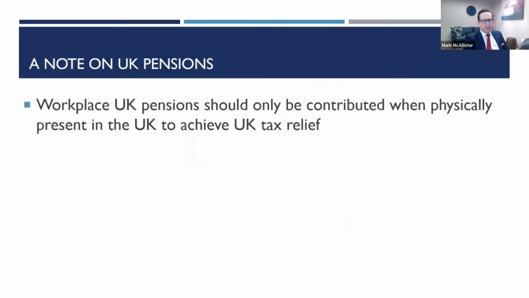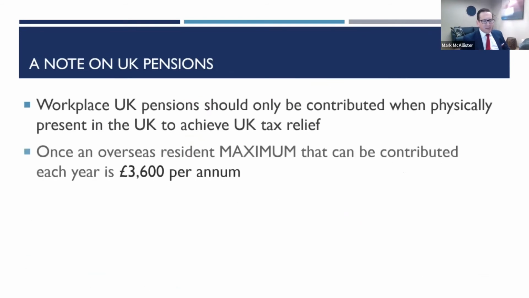Just a little note about UK pensions. This is really from my side of regularly advising on UK pensions and qualified to do so down here in South Africa. One of the things you need to be aware of is workplace UK pensions should only be contributed to when you're physically present in the UK if you want to get tax relief on that contribution. Once you're an overseas resident, the maximum that you can contribute in each year is £3,600, so £300 a month.